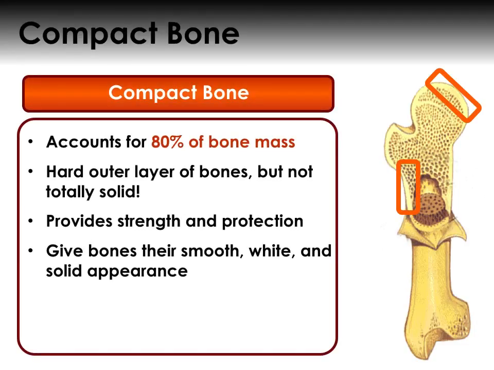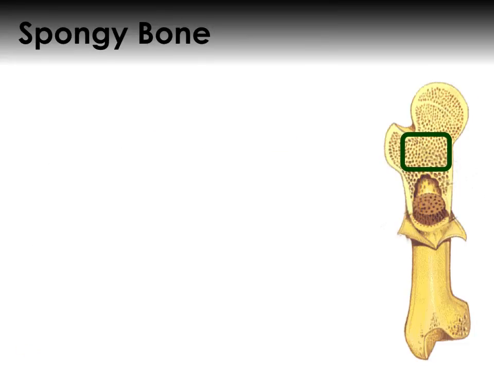Compact bone accounts for about 80% of the bone mass. It's the hard outer layer. But one thing that's interesting to know is that bones have a hard outer layer, but in fact inside they're not solid. The compact bone is the part that provides the strength and protection, and it also gives bones their smooth, white, and solid appearance.